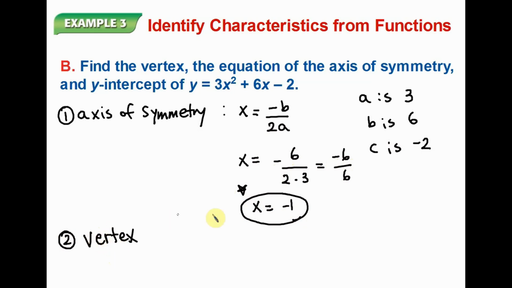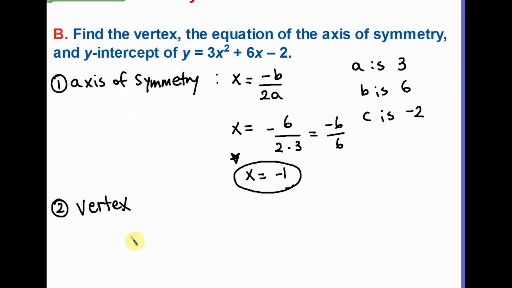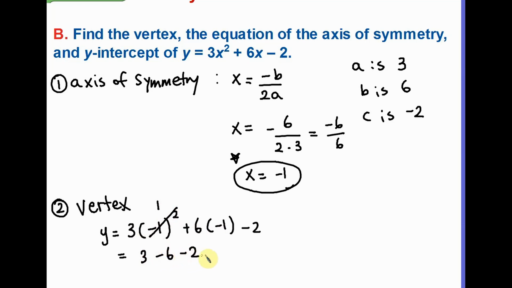The vertex also contains the axis of symmetry, where I just need to find the y value when x is equal to negative 1. So in this case, y is equal to 3 times x, which was negative 1, so negative 1 squared, plus 6 times negative 1 minus 2. If I simplify this, negative 1 squared will be positive 1, so 1 times 3, I get 3. And then 6 times negative 1 is negative 6. The last one, minus 2, this will become negative 5.